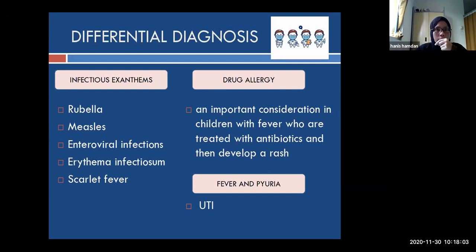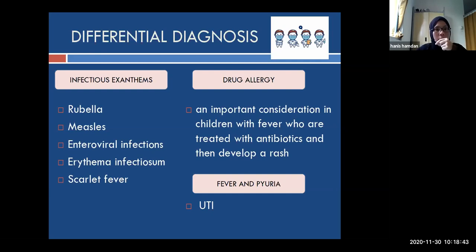It also can be caused by drug allergy. Drug allergy is an important consideration in children with fever who are given antibiotic treatment, and then they will have a drug allergy that will cause the development of rash. As for fever and pyuria, it may be mistaken that the patient has a urinary tract infection. This is because urinary tract infection also may have fever and pyuria. Therefore, in order for us to differentiate the diagnosis, we have to do further lab tests in order to confirm the diagnosis.